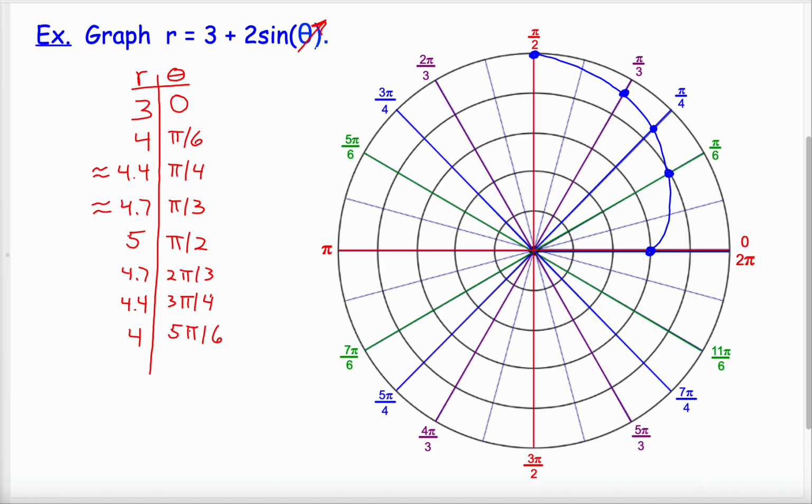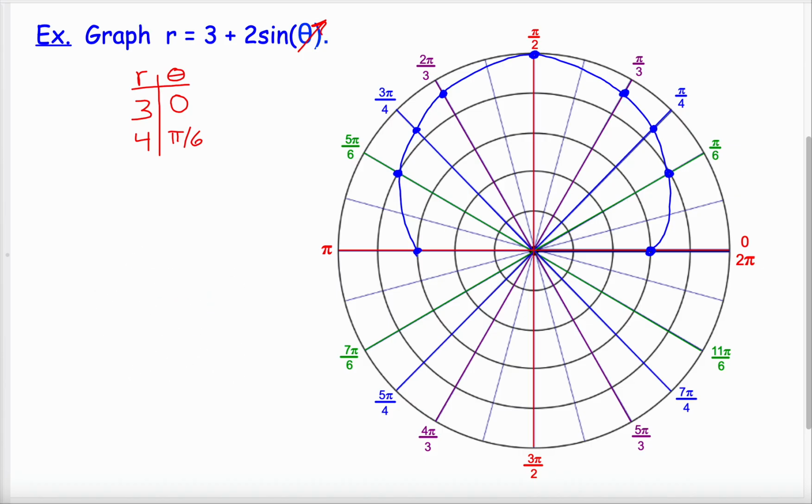So let me go ahead and plot those points. So I'm going to have over here is about 4.7, and then here it's about 4.4, and then at 5 pi over 6 it's 4. And then what happens when I get all the way down to pi? Well, the sine of pi is 0, so I'm going to get r is equal to 3. 1, 2, 3. So you can see that the graph looks pretty much the same in the second quadrant as it did in the first quadrant, just reflected over. I know it's not a y-axis, but if you think of the y-axis there, you have that y-axis symmetry. All right, let's keep going.